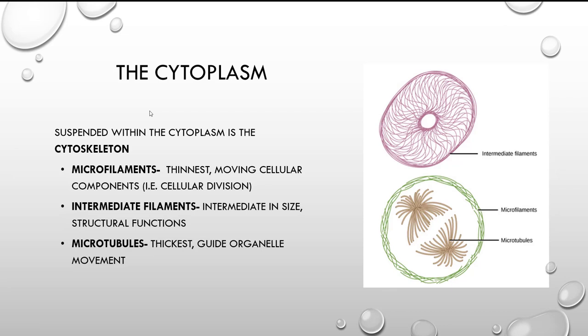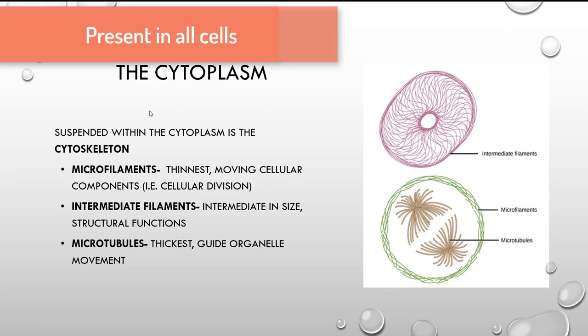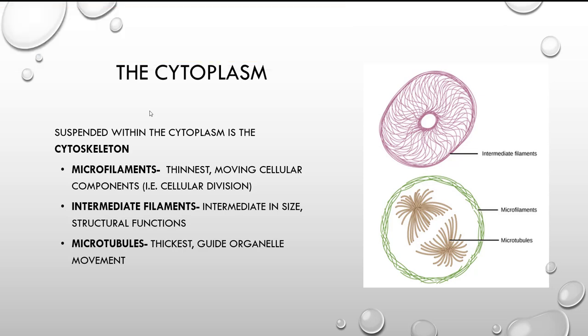Next up, we have the cytoplasm. And remember, the cytoplasm is also a basic unit of the cell. All cells have this. Now, your textbook doesn't really describe the cytoplasm other than it being this jelly-like substance, so I'm not going to describe it either. I'm just going to go with what the textbook describes. Suspended within the cytoplasm is the cytoskeleton. Think of cyto as cell, and skeleton, well, what does your skeleton do? It provides structure to the cell.